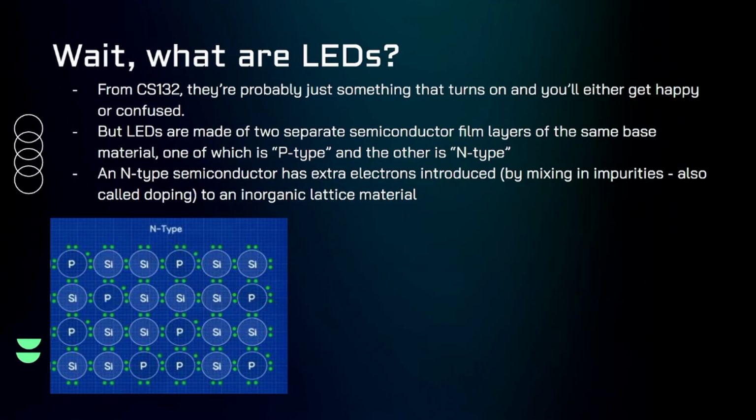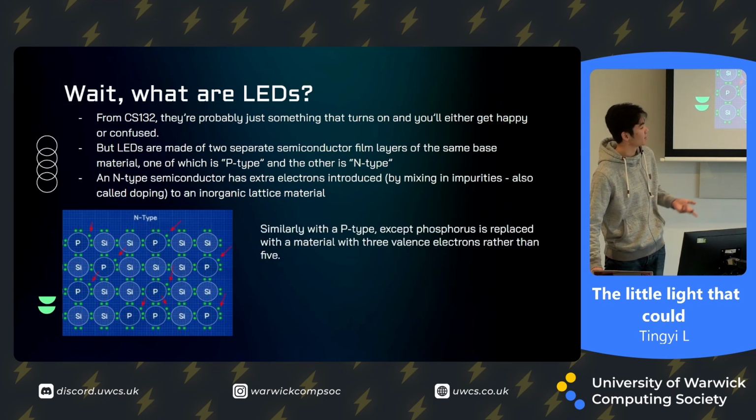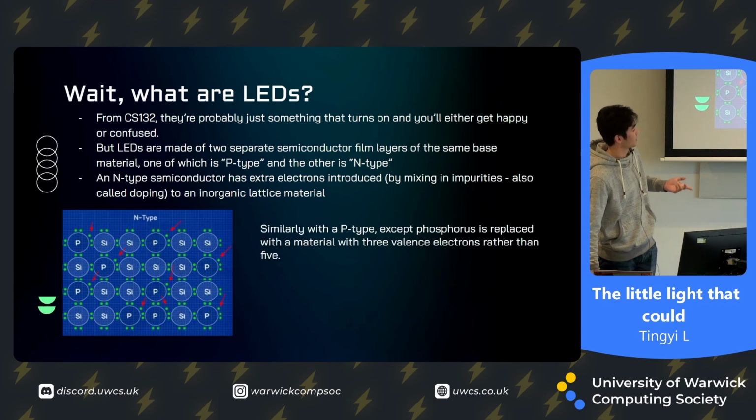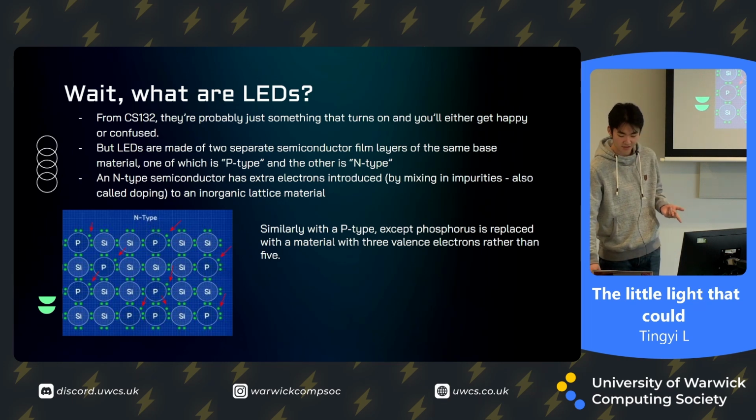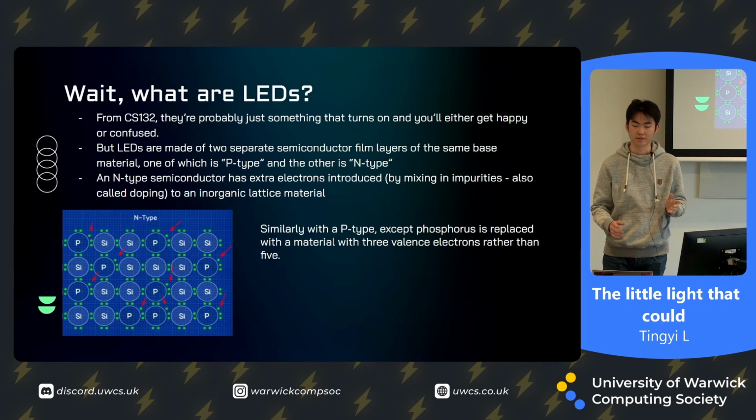Here's an example N-type material. As you can see, it's a silicon lattice doped with extra phosphorus, and you see extra electrons sprinkled all over the place. Similarly with the P-type, except phosphorus is replaced with something with 3 valence electrons. That's usually boron, because it has 3 valence electrons and is similar in size to silicon.